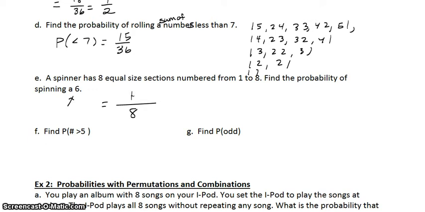All right, same spinner for F and G. Now I want to find the probability that I have spun a number greater than 5. There's still 8 possibilities. How many numbers are greater than 5? So 6, 7, or 8 would be greater than 5. So there's 3 of them. So 3/8 is my probability.